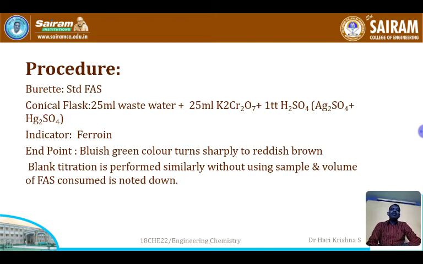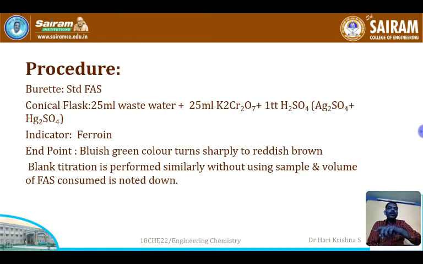The indicator used here is ferroin. The chemical name of ferroin is 1,10-phenanthroline ferrous sulfate. We add all these things and titrate against the FAS in the burette until the color changes from bluish green to reddish brown. Once the color changes, we take 3 trials. Then we perform a blank titration.